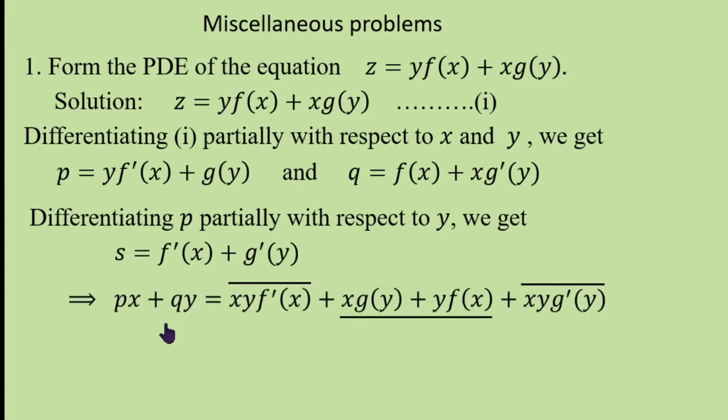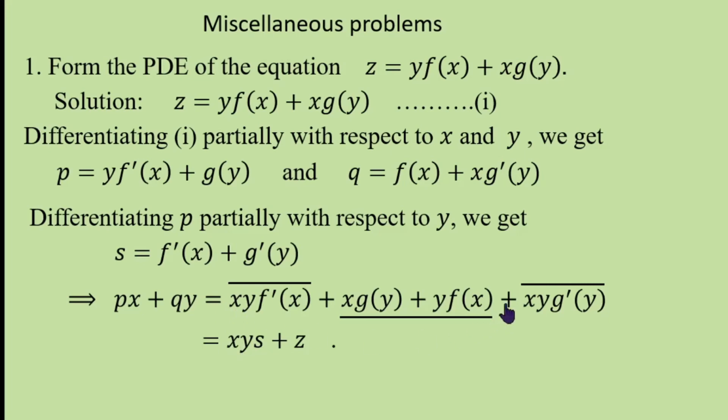So, px plus qy becomes, when you multiply p by x, xy f dash of x plus x g of y. And then qy means y into f of x plus xy g dash of y. Now, add these two. x into g of y plus y into f of x is nothing but z. And from these two, the common term is xy. Take it outside. f dash plus g dash is nothing but s. And hence, that is xy into s.